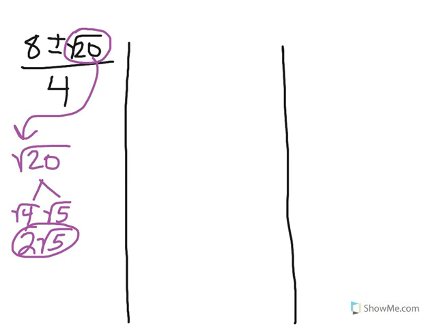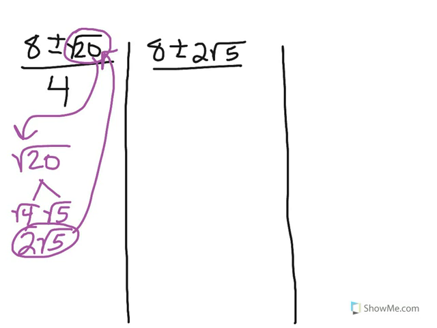From here on out in the problem, I am going to replace the square root of 20 with 2 times the square root of 5. I'm just going to write it in a simpler way. You have to get used to seeing that. So I'm going to write this: 8 plus or minus 2 square root 5 over 4. Now, remember that plus or minus there actually is addition and subtraction.